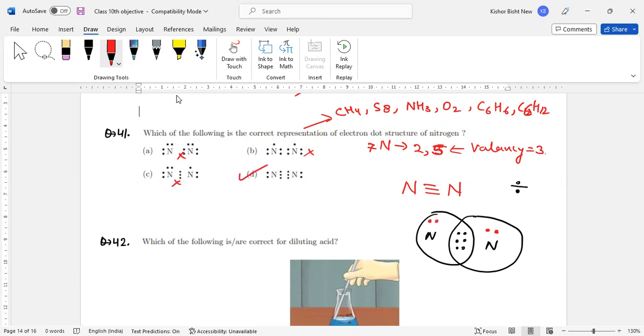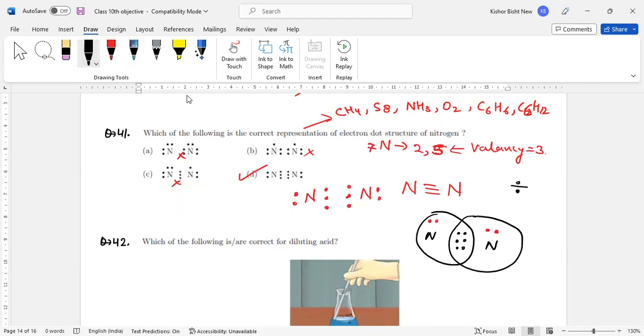Otherwise you can make 5 electrons in the last shell, according to the rule: 1, 2, 3, 4, 5. The other nitrogen also has 5 electrons: 1, 2, 3, 4, 5. This is the shortcut method which I have discussed already.